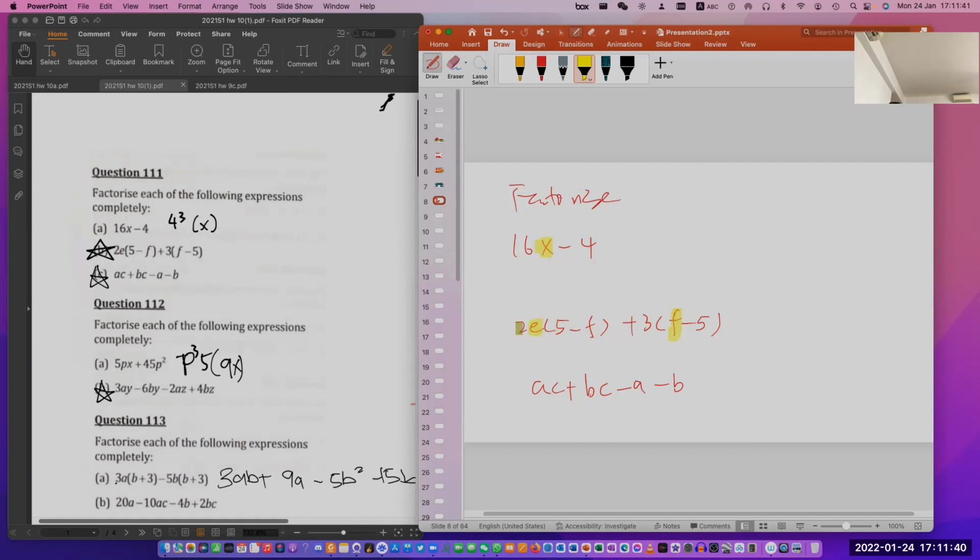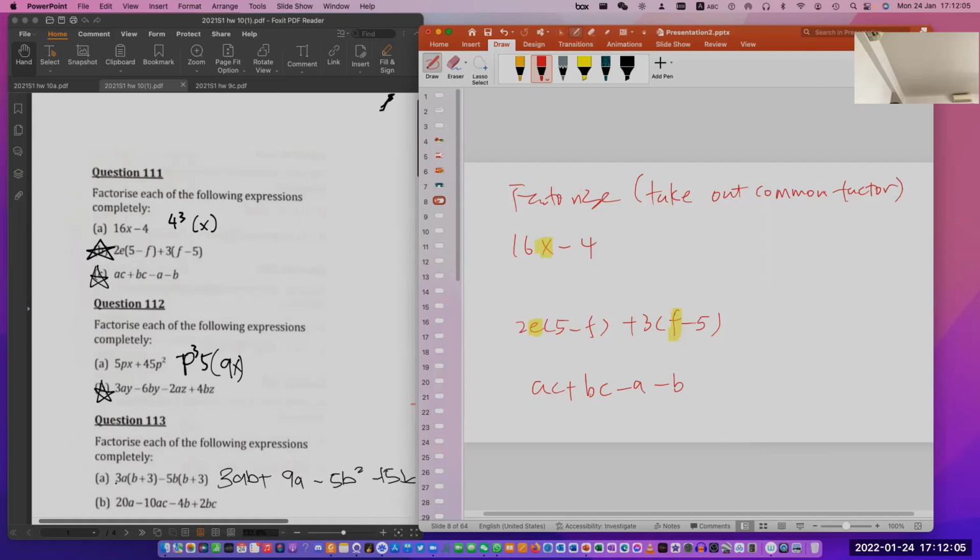So for question 2 here, you have 2 unknowns. Okay, so over here you have a, b, c, so 3 unknowns. Okay, so these are all expressions. All right, so how do you factorize? So the meaning of factorize is take out common factor.